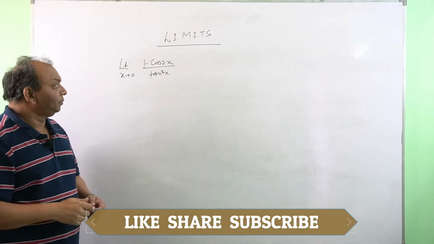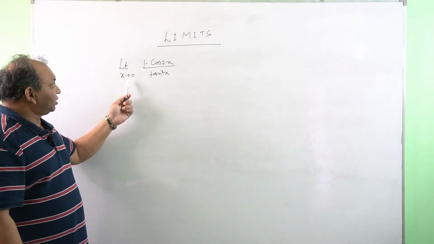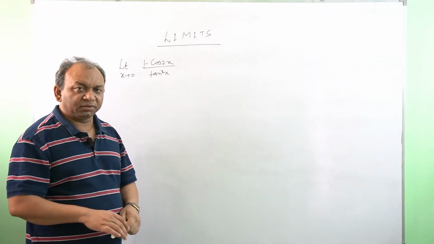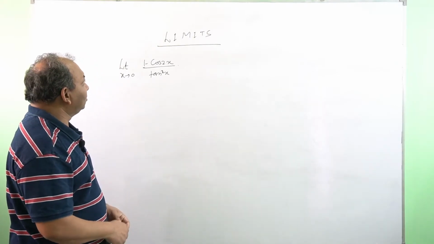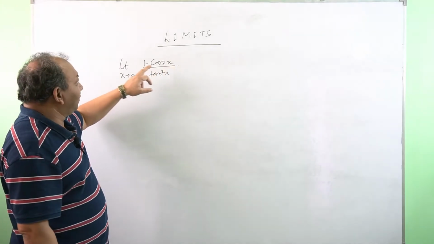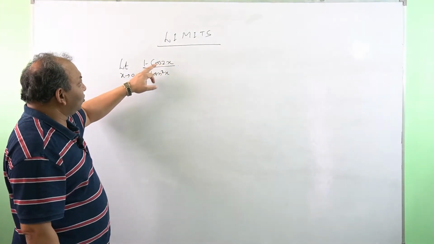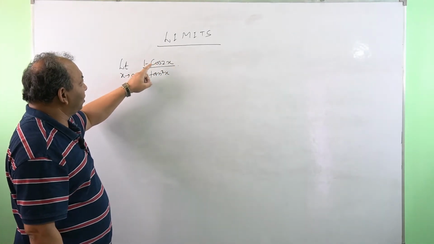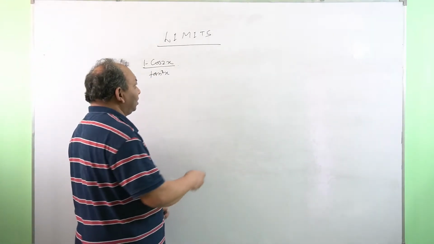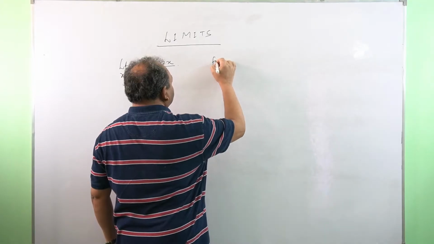The question is here, limit x tends to 0 of (1 minus cos 2x) divided by tan squared x. This is also of the form 0 by 0, because if we put x equal to 0 here, then 1 minus cos 0, 1 minus 1, 0 divided by tan 0, 0. So it is a meaningless form, the indeterminate form 0 by 0.